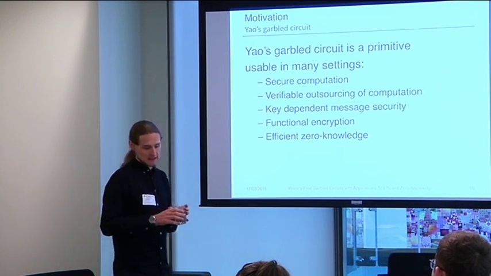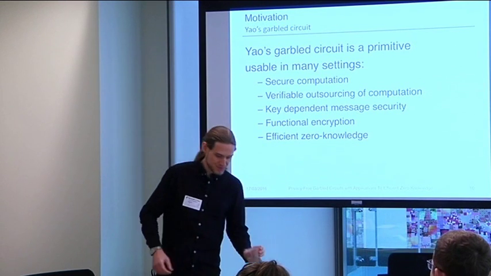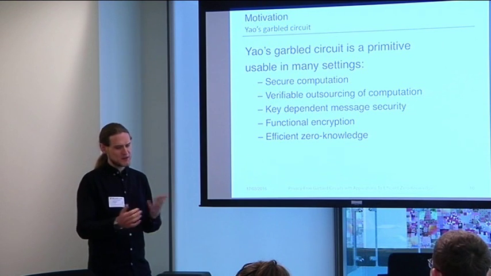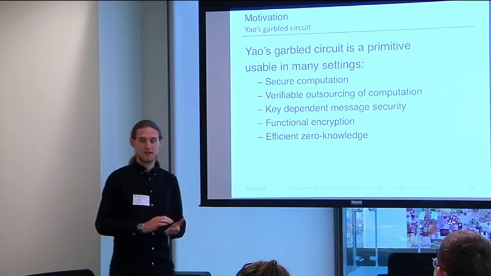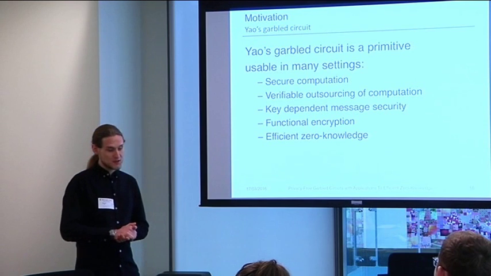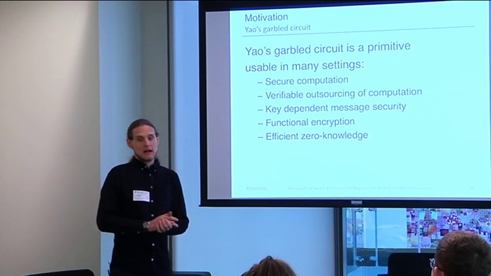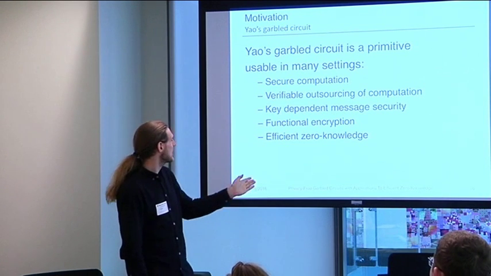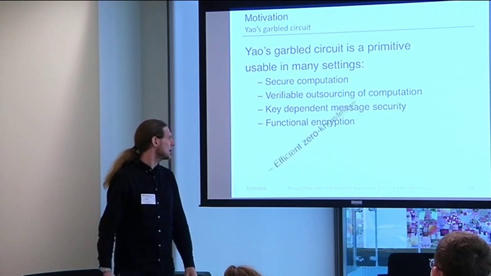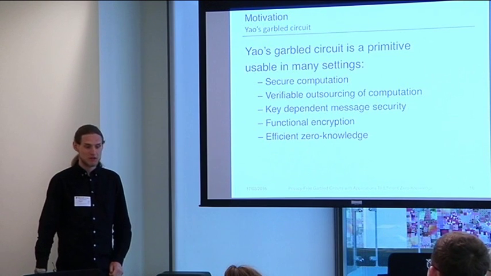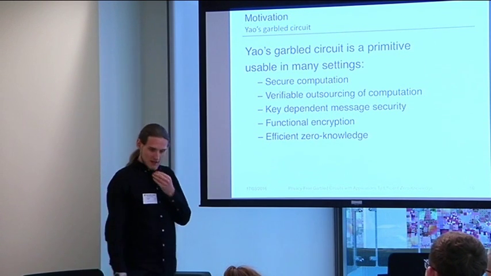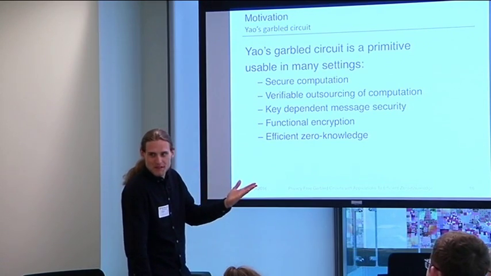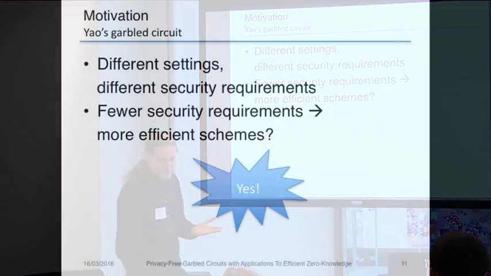It can be used in many different things, in particular secure computation, which has been the first and the most famous use of it, but it also finds use in verifiable outsourcing of computation, key-dependent message security, functional encryption, and also in efficient zero-knowledge proofs. And it was particularly the last one here, the efficient zero-knowledge proof, we take our departure in for this work.